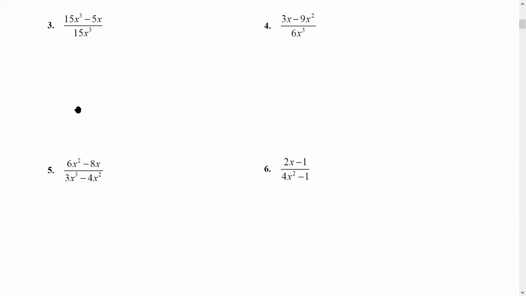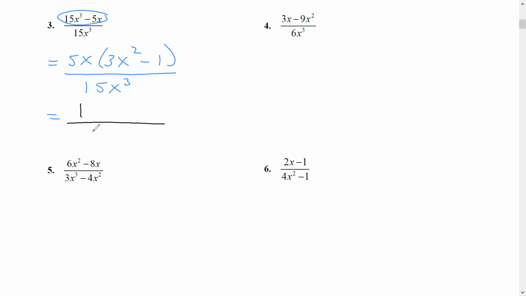Try a few more. So this one here, now I see a binomial. So I'm going to factor this first. I'm going to factor out a 5x. That'll leave me with 3x squared minus 1. And now that I've factored, now I'm going to divide. So the 5 over 15, I know is 1/3. X and x cubed is x squared. And I'm not going to do anything here with the 3x squared minus the 1.